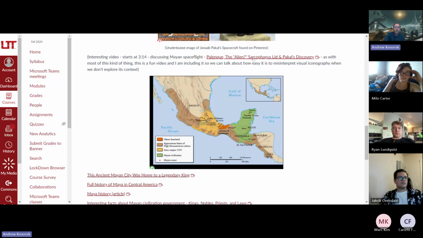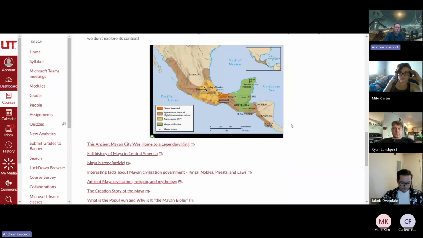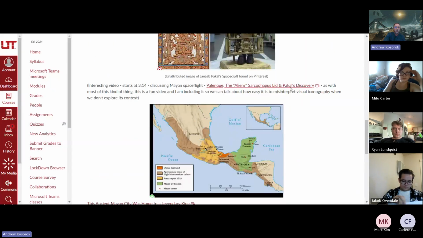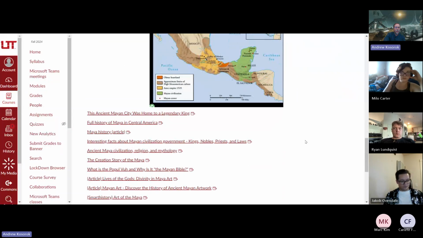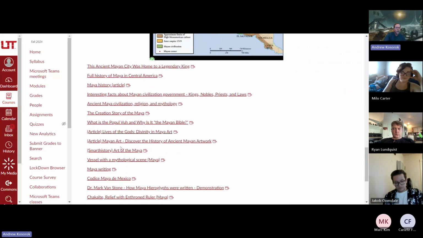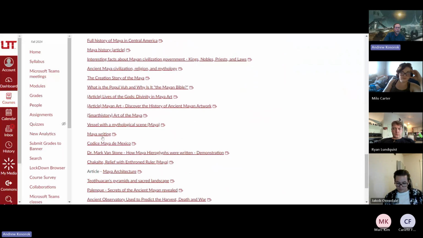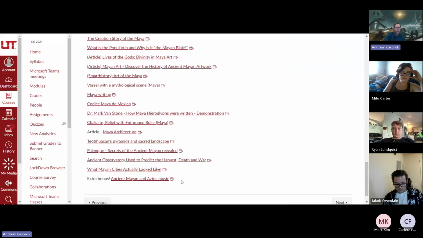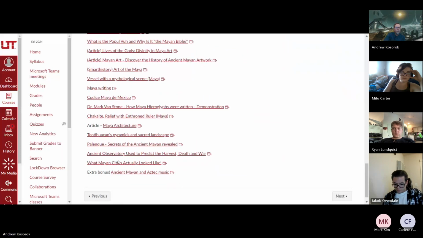But I do have a little bit right here that I think is astounding. I say astounding because some of it is patently ridiculous. But I want you to go through here, look at the Smart History Art of the Maya and see what they do. Look at Maya writing and the codexes that have been found. And look at some of these things that are just amazing.